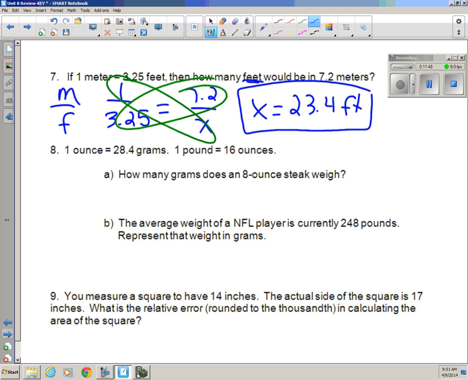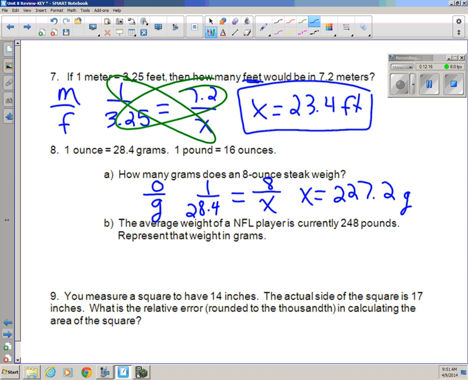Okay, here's the next one. An ounce is about 28.4 grams. There are 16 ounces in a pound. How many grams does an 8-ounce steak weigh? Well, we're looking for how many grams. I know ounces is to grams. 1 ounce is to 28.4 grams, as 8 ounces is to x grams. Cross multiply. X ends up being 227.2 grams.